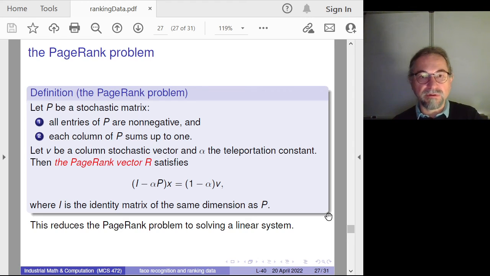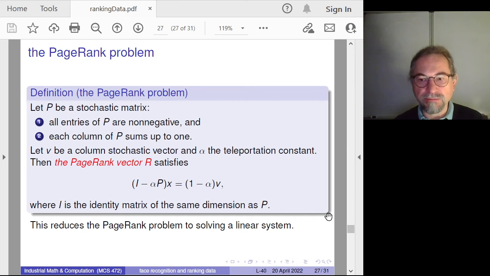So if a surfer decides not to use any of the links on the page, what is the probability that it goes to another page? With this, we can then derive the equation that characterizes the PageRank vector. The PageRank vector satisfies this equation here. So this reduces the PageRank problem to solving a linear system.